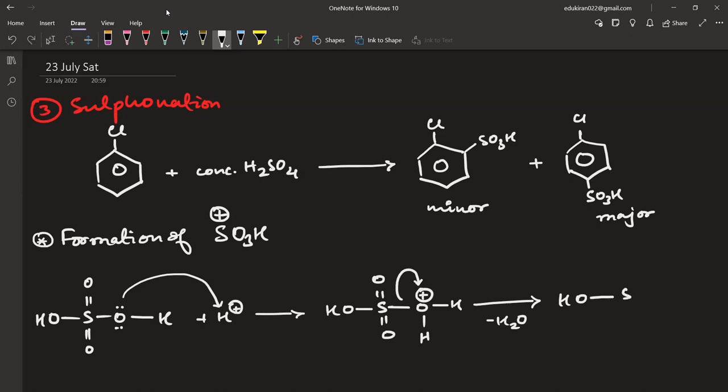As this sulfur has lost its electron, it will get a positive charge here. And this positive charge SO3H is what attaches on the ortho and para position of chlorobenzene. Is this clear? Yes or no? Please tell me. Kulsum, Krishna, Hamza, Akshay and Hiba. Clear sabko? Yes, sir.